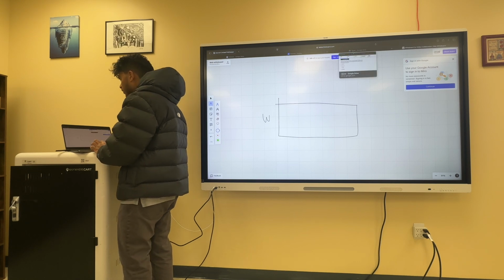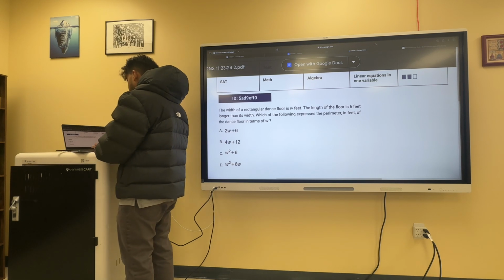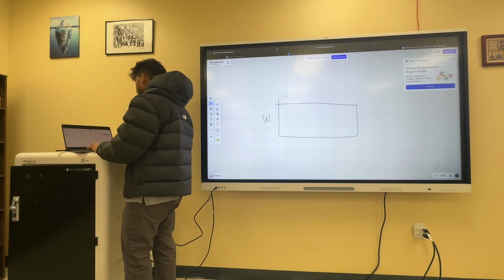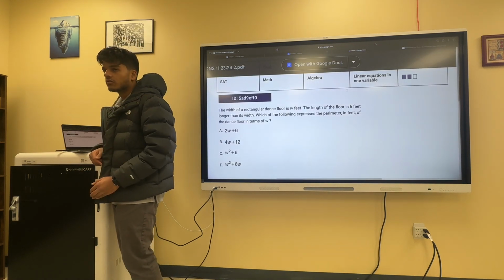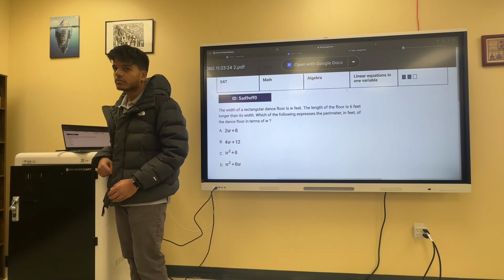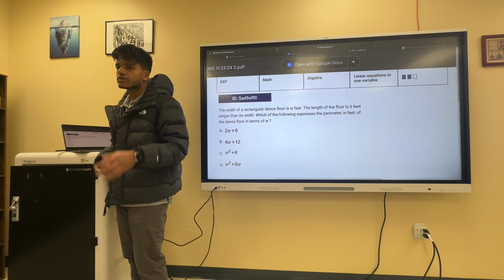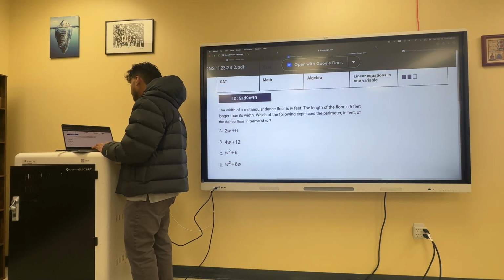So we're given that the width is W feet, right? The length of the floor is 6 feet longer than its width, okay? So we already know that this is gonna be the long side, and so this is where it should be. So if the length is 6 feet longer than the width, what's the length gonna be? It's gonna be W plus 6, right? Because all you're doing is you're taking the width and you're adding 6 to it, right? So that's why it's going to be W plus 6, okay?